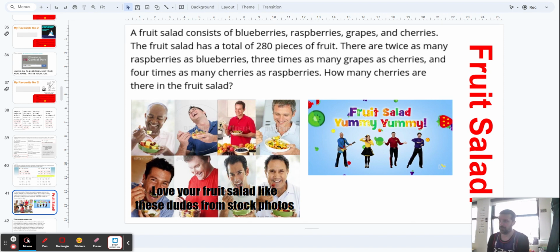And then we've got some more sort of helpful tips here. Twice as many raspberries as blueberries, 3 times as many grapes as cherries, and 4 times as many cherries as raspberries. How many cherries are there in the fruit salad?